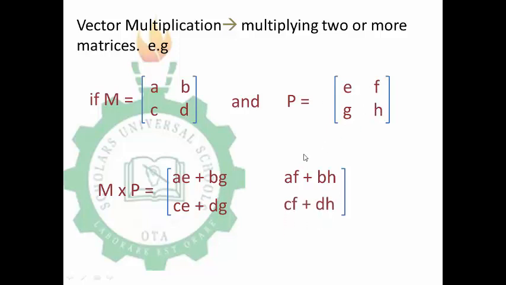Can you see? In getting the numbers up here, we use the upper row to multiply these two columns separately. And in getting the lower numbers, we use the lower row to multiply the two columns separately as well. And we have this. Now let us have a practical example of this.